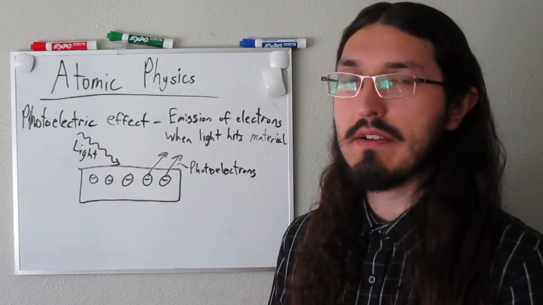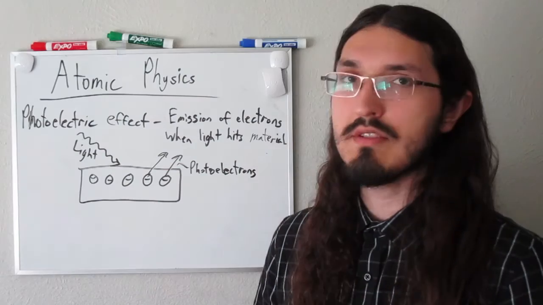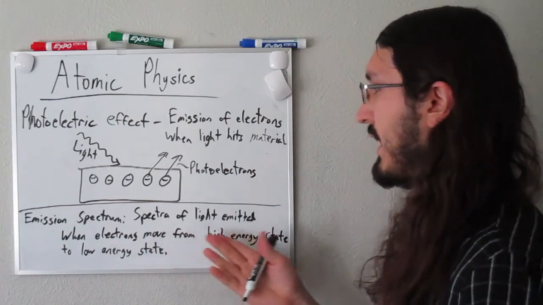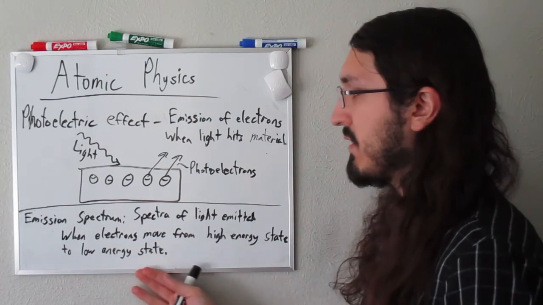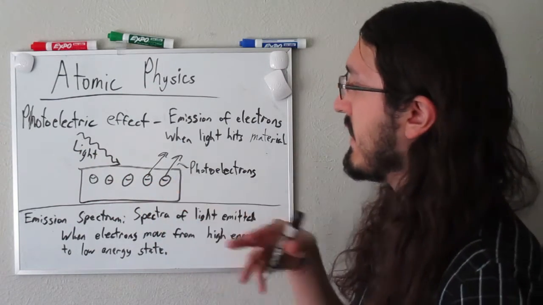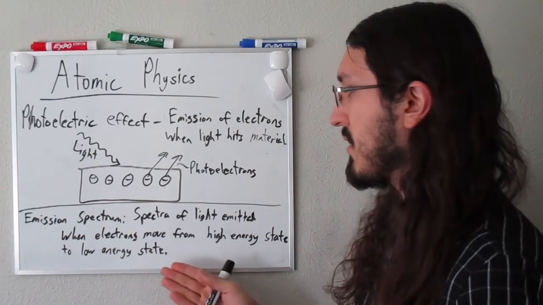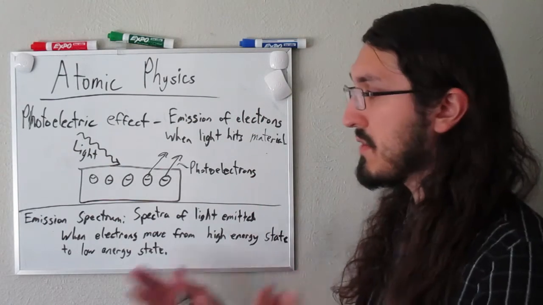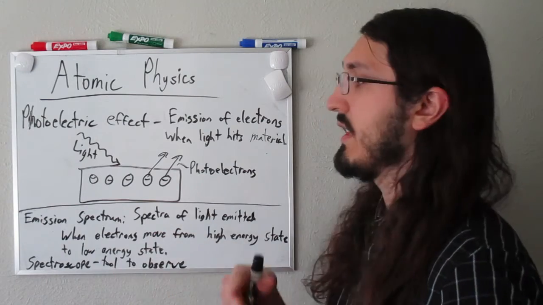The last thing I want to talk about is the emission spectrum of an atom and how we can use spectroscopy to measure the emission spectrum. Okay, so the emission spectrum is a spectrum of light emitted when electrons move from a high energy state to a low energy state. To compare that to the photoelectric effect, the light was coming in and it excited these electrons, so it increased the energy. In this case of the emission spectra, these electrons are going from a high energy to a low energy state. A spectroscope is simply a tool to observe the emission spectrum.